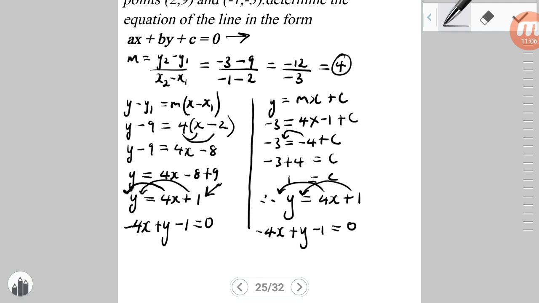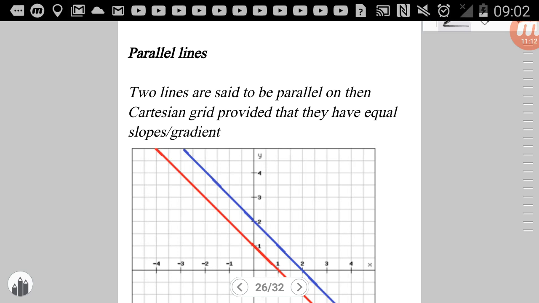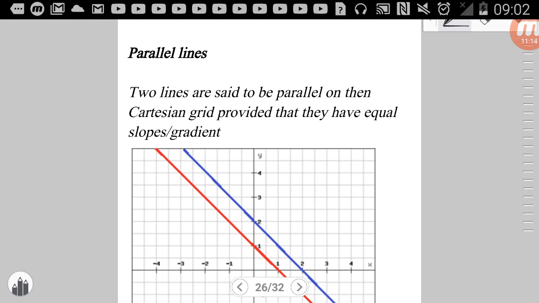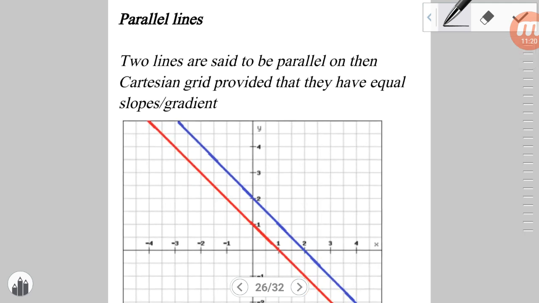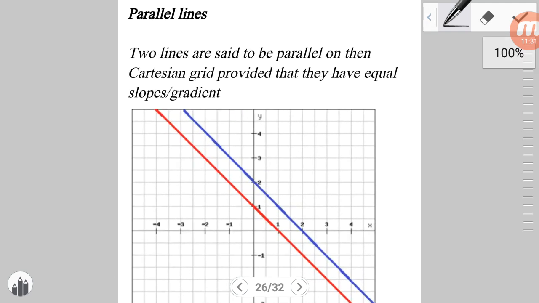All right, so we're going to jump into the real essence of what this particular upload is about, and we're going to be talking about parallel lines. What exactly are parallel lines? We're going to take a look at that. Now, parallel lines are lines that are traveling in opposite or same direction without meeting. What does this mean for us in coordinate geometry? This simply means that two lines are said to be parallel on the Cartesian grid, provided that they have equal slopes, or rather, equal gradients.